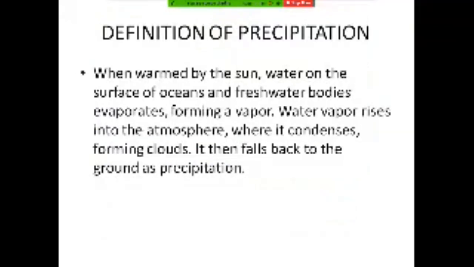So when does it happen? This water has been changed into the water vapor, that is the droplets of water. The droplets of water will increase its weight. When it is unbearable, when the weight of the droplet has been increased, then the water will come back to us in the form of the precipitation.